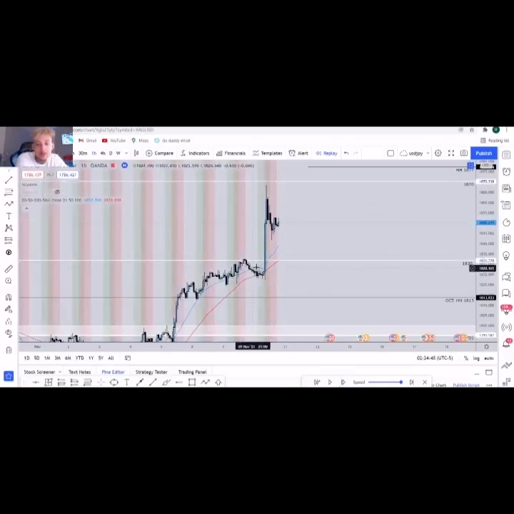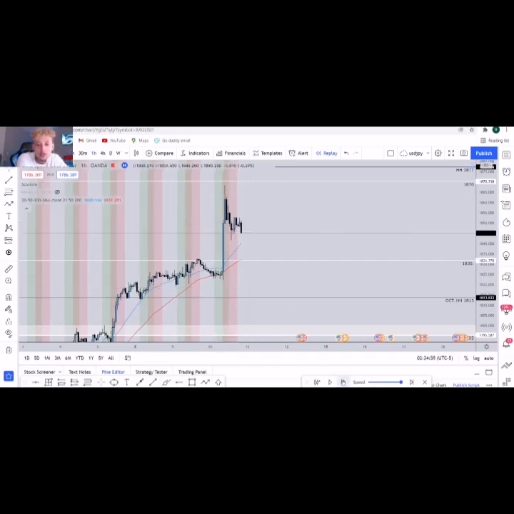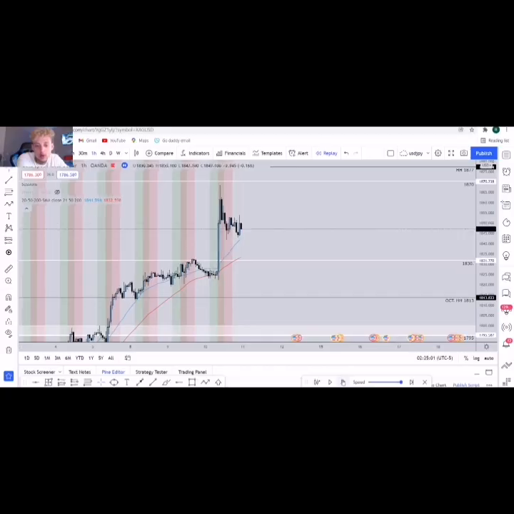Let me break this down for you guys. This is the sessions indicator, right? Green being the London session, brown being the London to New York session, and red being the end of the New York session. So there's nothing to do right now. We're not trading. We're not looking to take trades.